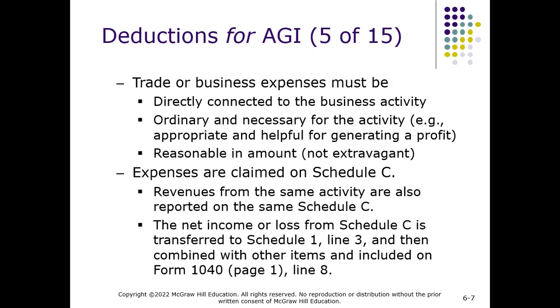On line 3 of Schedule 1 is where Schedule C income would appear. They don't have a Schedule C in your chapter. You'll see that in detail in chapter 9, but the profit or loss determined on Schedule C is transferred to line 3 of Schedule 1, and we add up all the other items and then transfer line 9 of Schedule 1 to line 8 of the 1040. So it's just describing the process you go through, but it ends up on the 1040. So those expenses are considered a deduction for adjusted gross income.